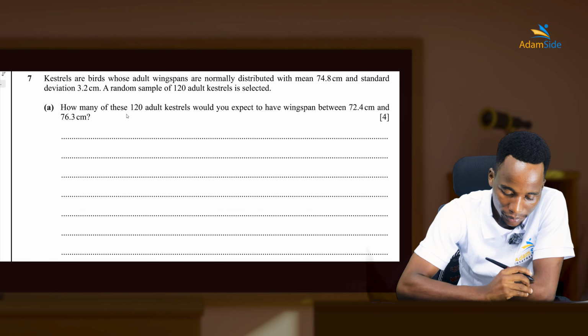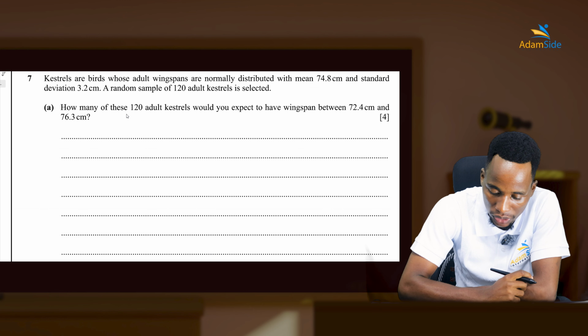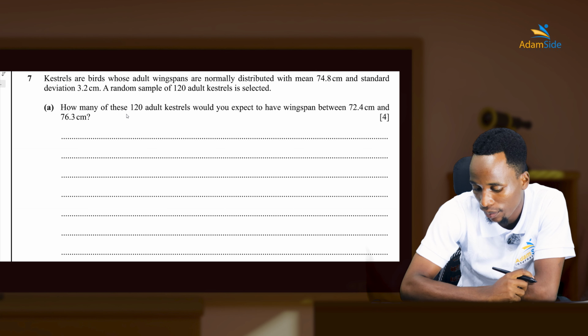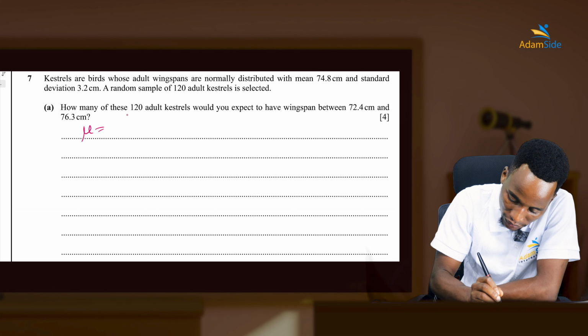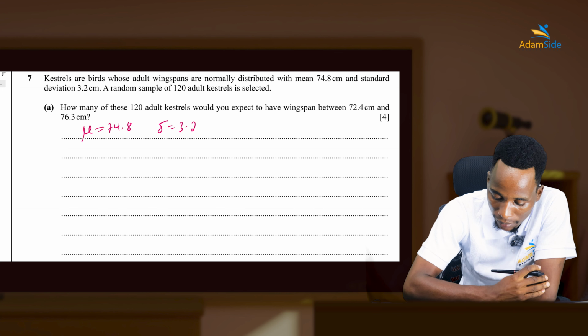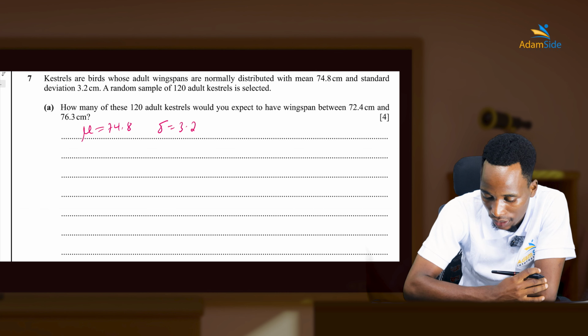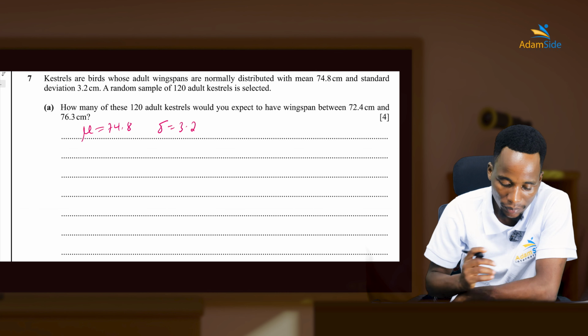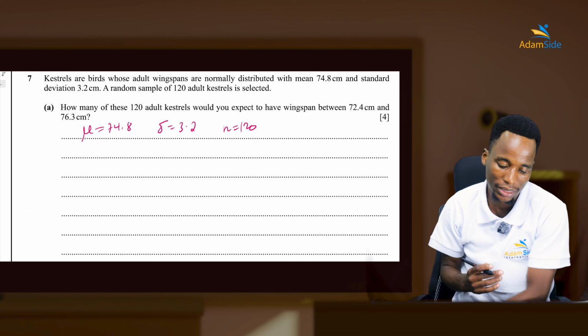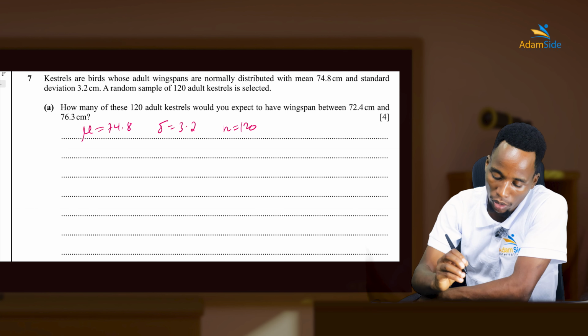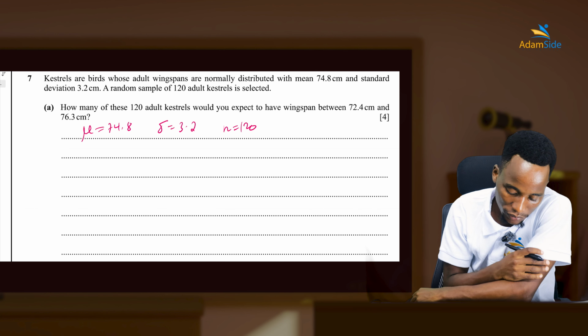Okay, now we're in question 7. It says kestrels are birds whose adult wingspans are normally distributed with mean 74.8. So our mean, mu, is 74.8, and the standard deviation is 3.2. A random sample of 120 adult kestrels is selected. How many of these 120, so n equals 120, will be expected to have a wingspan between 72.4 centimeters and 76.3 centimeters?